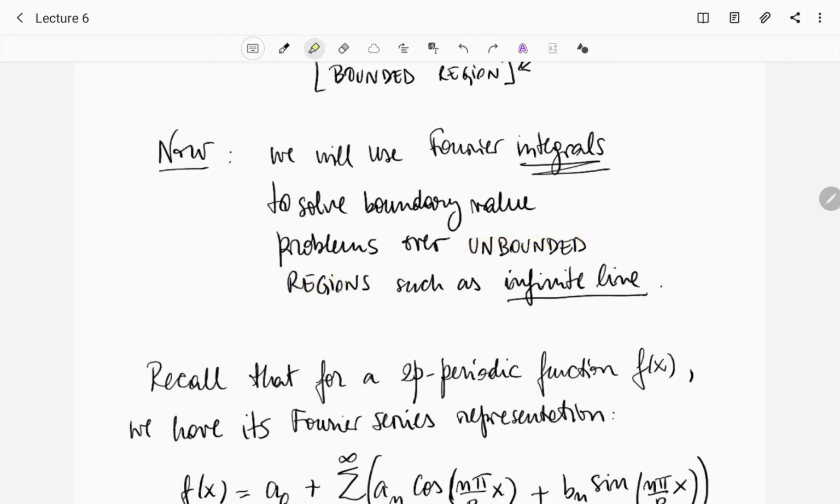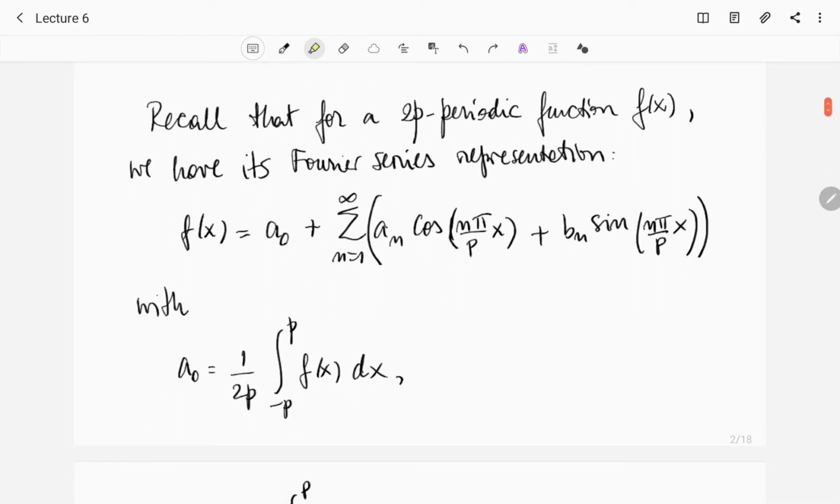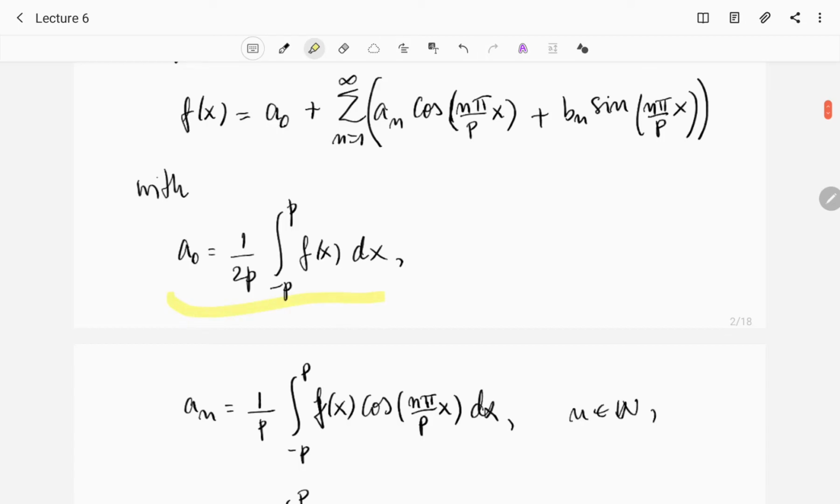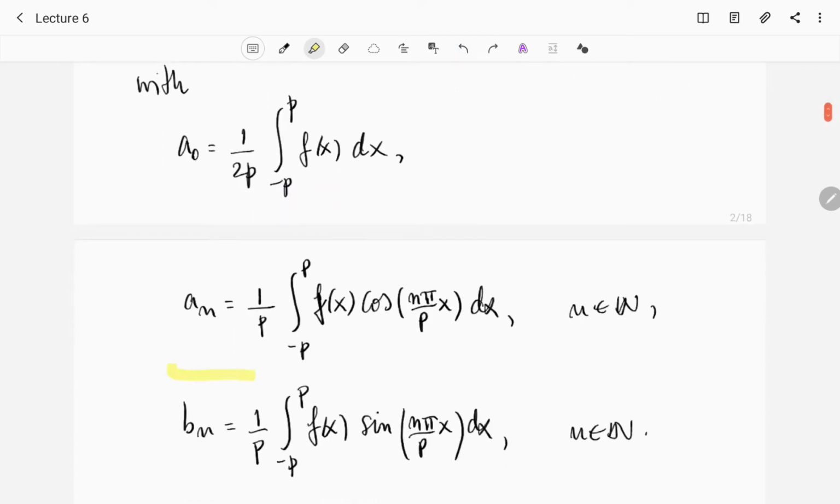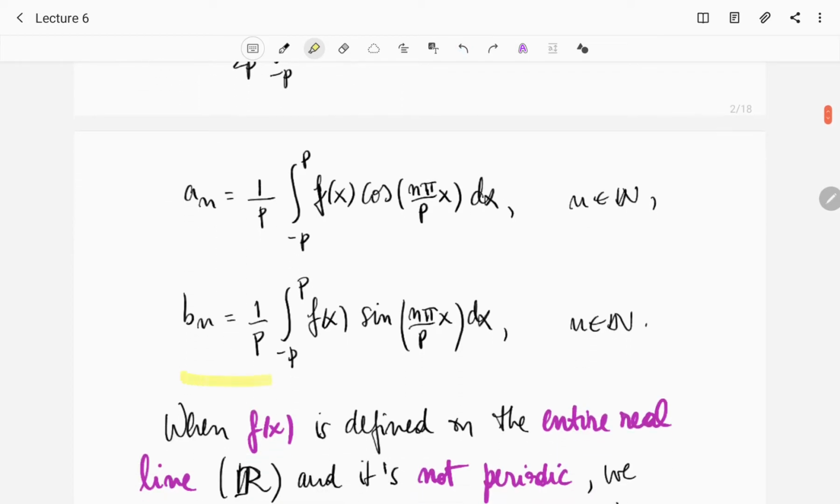Okay, so with this in mind, recall some stuff of the first part of the course. For a 2p periodic function f, we have the Fourier series representation that we can write in this way: a0, this an, and this cosine, and this sine, and this bn. And we have the Euler's formula, if you remember. So here is how we compute a0, and here is how we compute an, and here is how we compute bn.